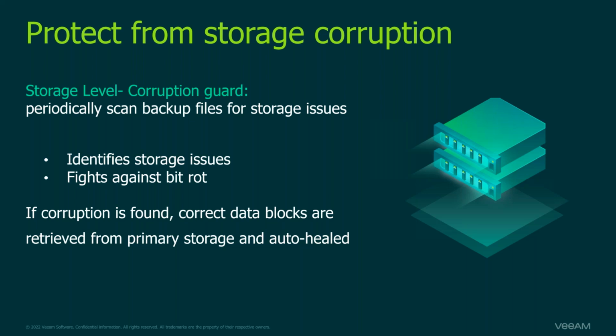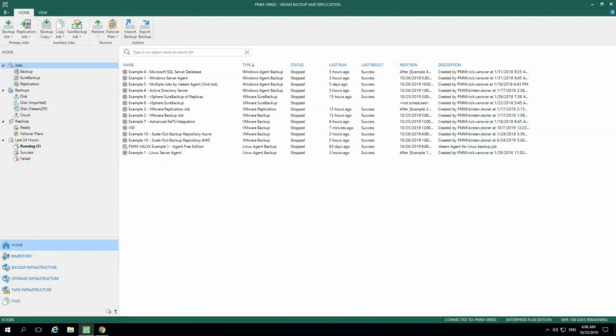So what it does basically, storage corruption guard checks whether the blocks are healthy or not. If any corruption is found, auto heal can be done. So the next time we are doing a backup, we should copy the correct, healthy blocks. So how can you enable this feature?